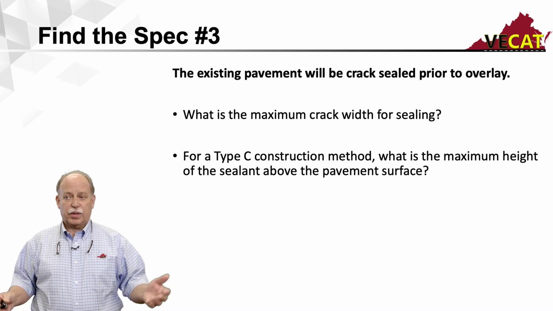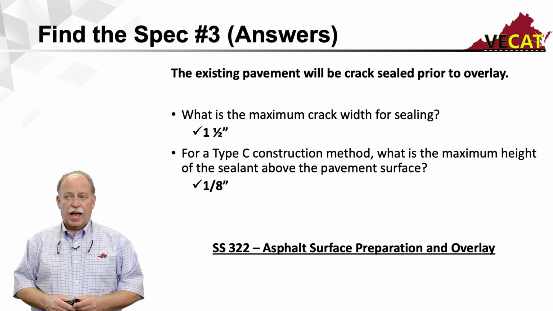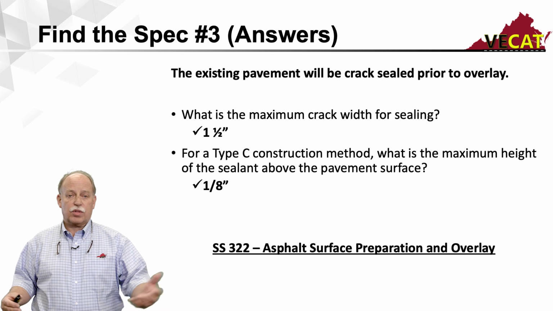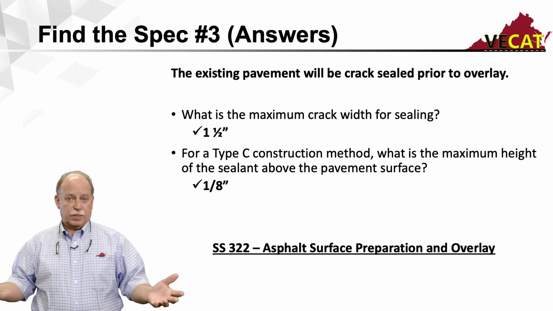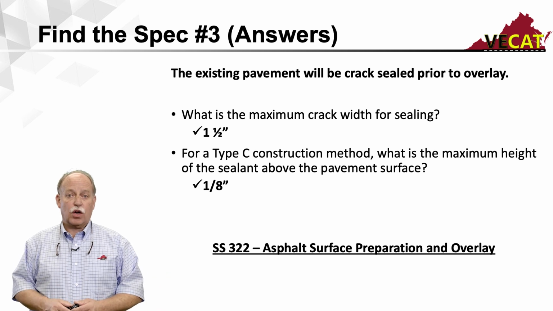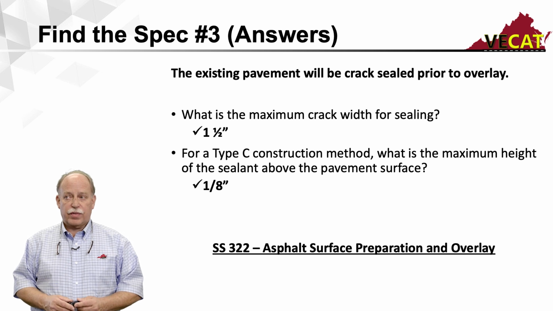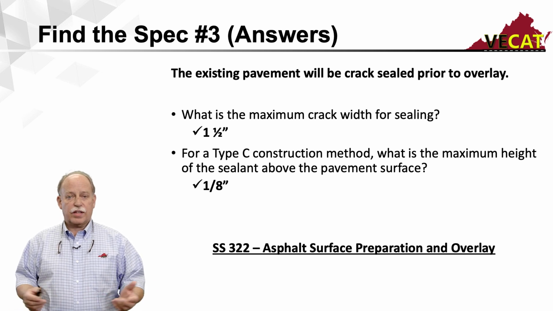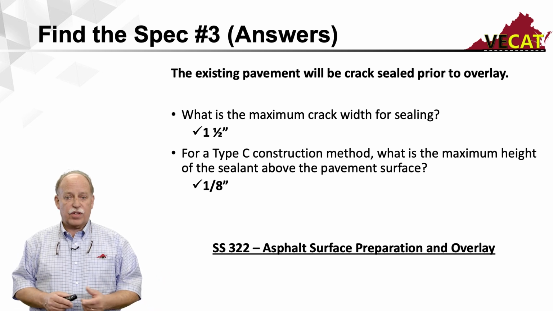So what do you do? Well, again, you go to that supplemental spec for 322, asphalt surface preparation and overlay, and it talks about the requirements for crack sealing. You'll see that it says the maximum crack width for sealing is 1.5 inches. So you should not seal a crack that's any larger than that, because the crack sealing will not be effective. For a type C construction method, what is the maximum height? Well, it's 1/8 inch. So for type C, your maximum height of the sealant above the pavement surface is 1/8 of an inch.